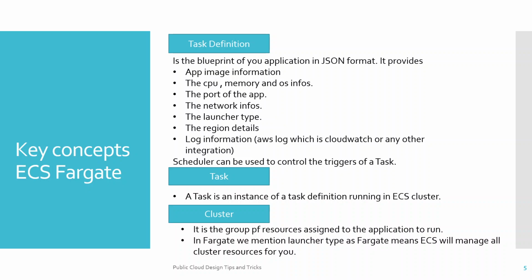So it could be based on an event. For example, in CloudWatch, let's say the task should run based on the events that can be controlled with a scheduler, both starting and stopping the task. Now coming to the cluster, it is the group of resources assigned to the application to run. And in Fargate, we mention the launch type as Fargate, as I have already told, which means ECS will manage all the cluster resources for you. So it's more of a serverless approach.